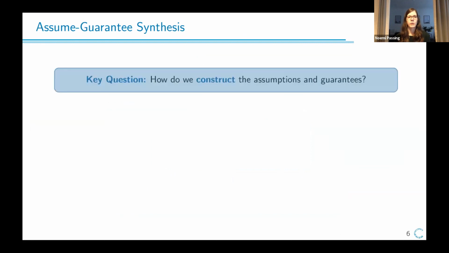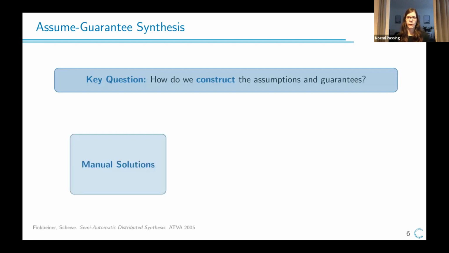Well, the key question in assume guarantee synthesis is now, how do we come up with these assumptions and guarantees? There exist manual solutions. That is, the user is required to produce the assumptions and give them as an input to our algorithm. However, this is undesirable because we use synthesis to have a completely automatic push button method to get a solution. So we don't want to have user interaction there.